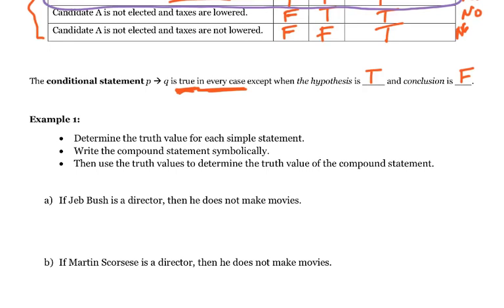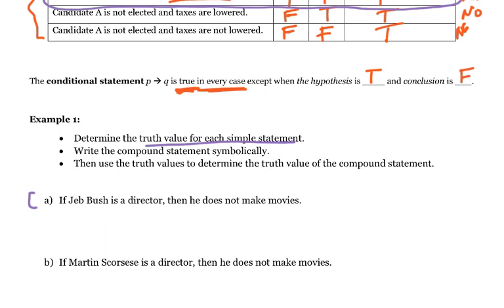So for this first example, we're going to read these statements and determine the truth value for each simple statement. Essentially we have two statements combined together in a conditional statement. We're going to write the compound statement symbolically, and then use the truth values of the simple statements to determine the truth value of the compound statement.